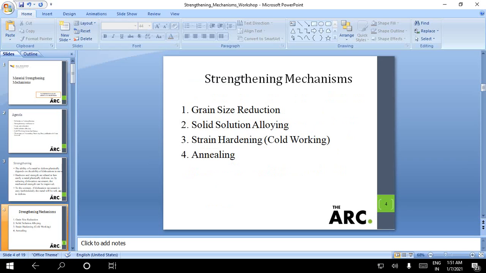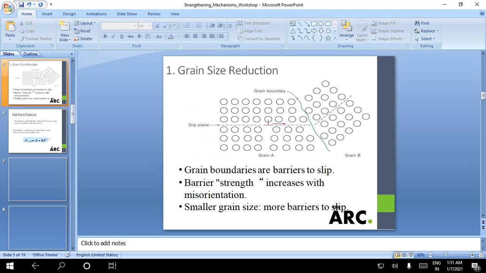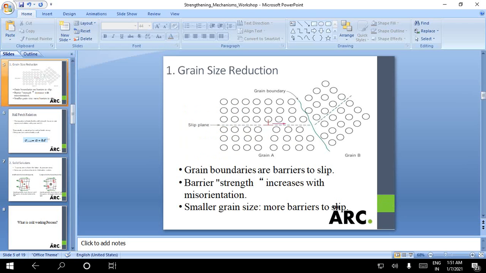So these are the different strengthening mechanisms we are using. Okay, grain size reduction, solid solution alloying, strain hardening, annealing. So first we'll see what grain size reduction is.